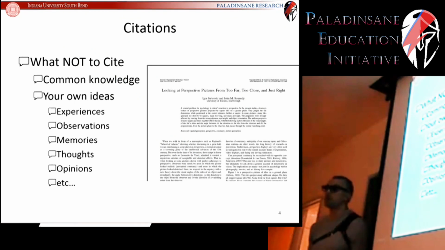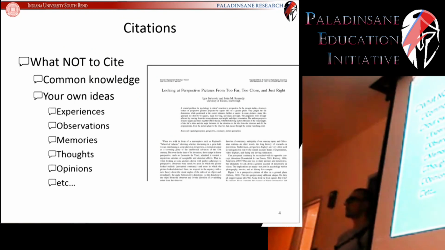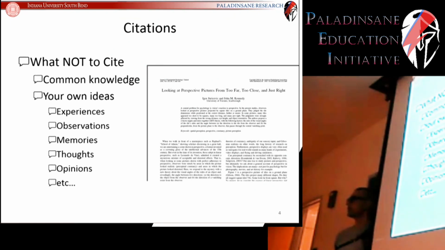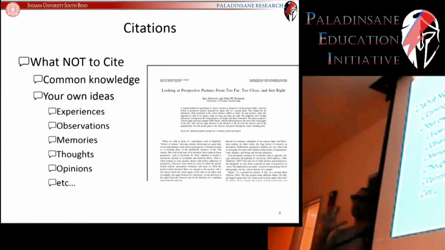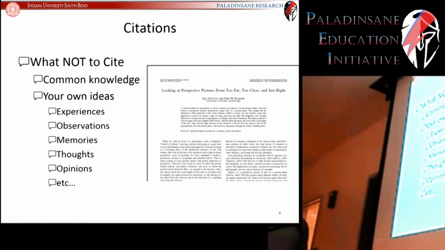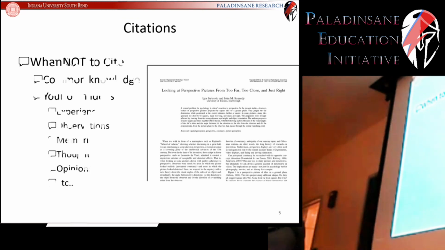For example, your hypotheses, you don't need to cite those. Your implications in the discussion section, when you say, based on our results, this is what should be happening in the education system, you don't need a citation for that either. Those are your own thoughts. So that's what you don't need to cite.